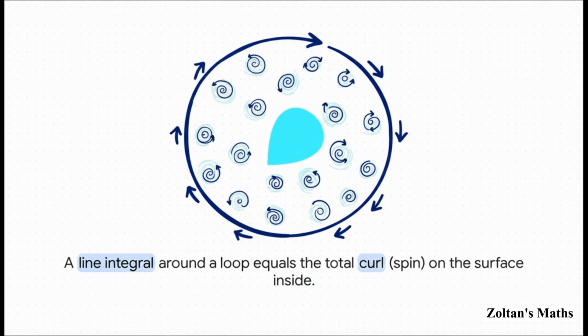Just look at the slide. It's telling us that the total flow you measure just by walking around the edge, that's the line integral part, is exactly the same as adding up all the tiny little spins, the curl, across the entire area inside. The boundary literally tells you everything about the interior.